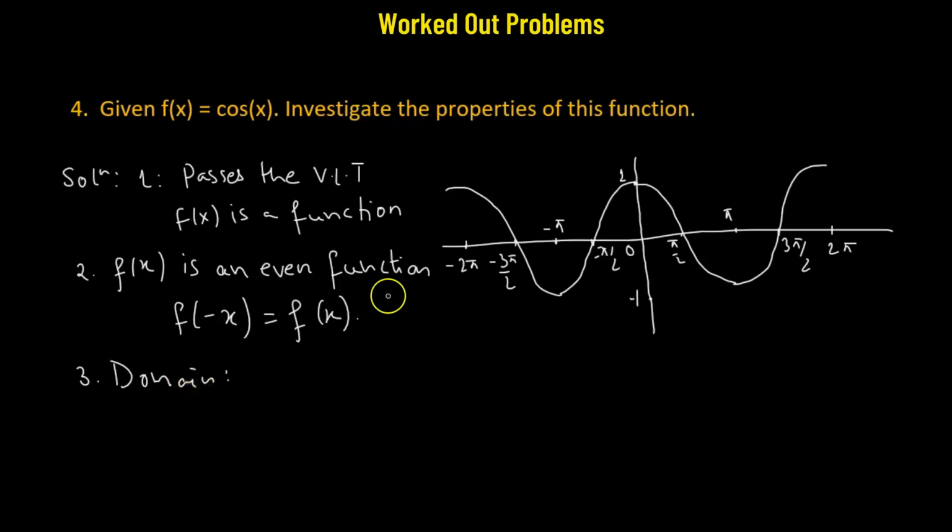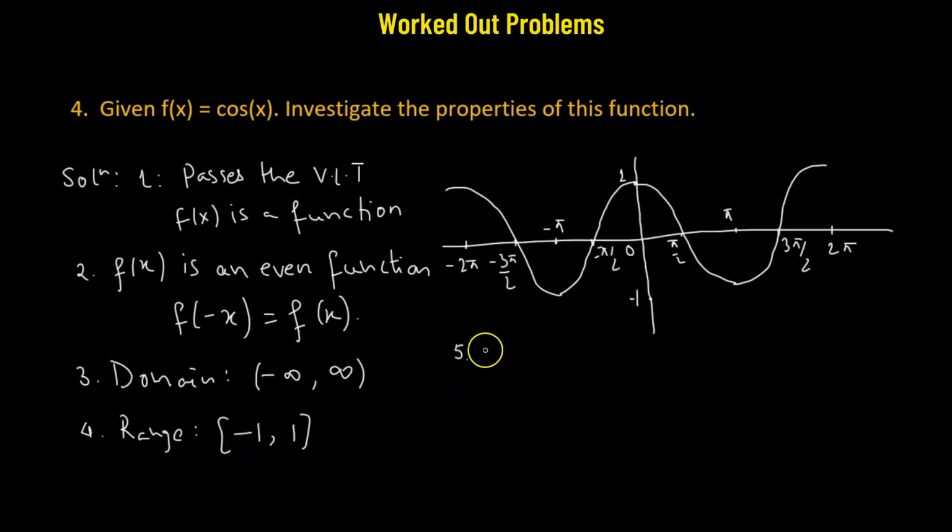The domain will be similar to the sine function. That will be from negative infinity to positive infinity. And number 4 will be the range. The cosine function also oscillates between negative 1 and positive 1. And this will be a closed interval.